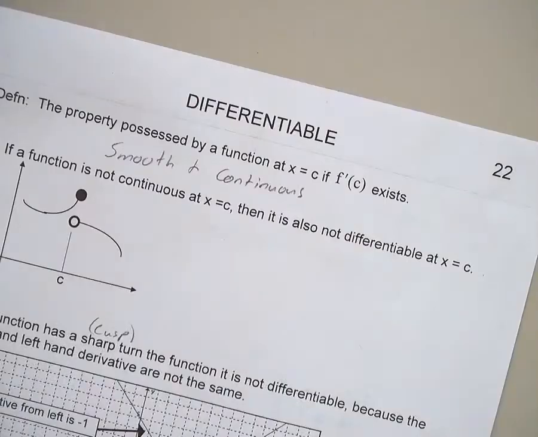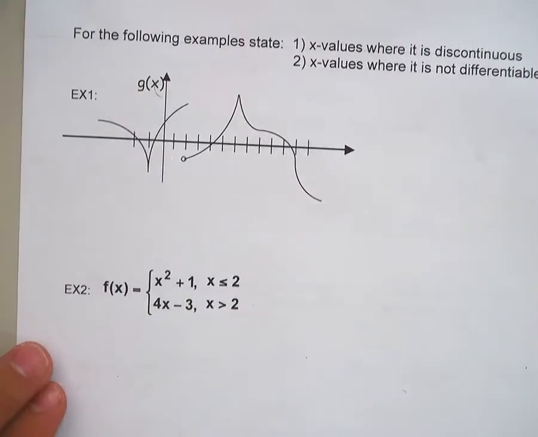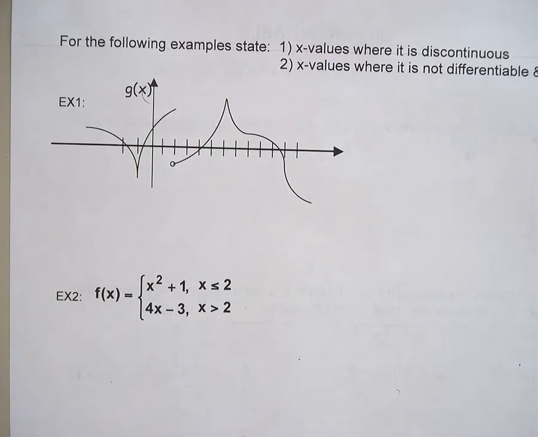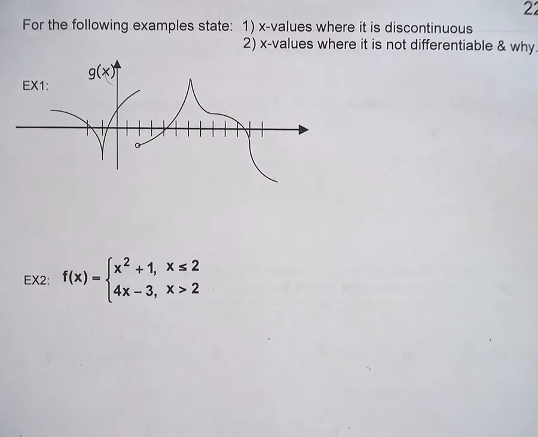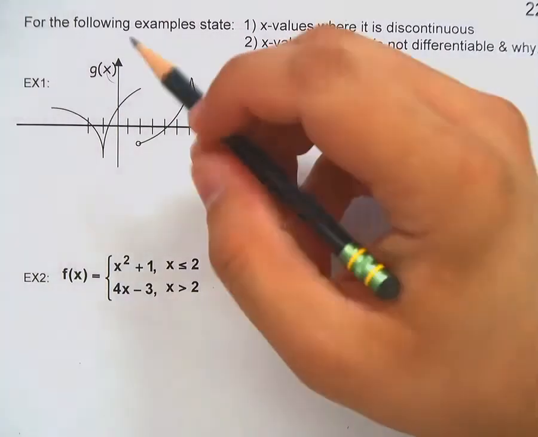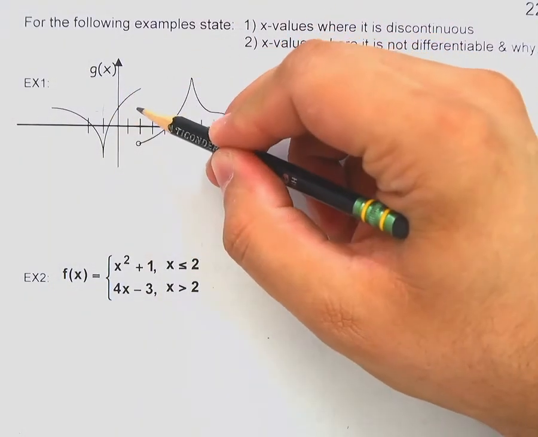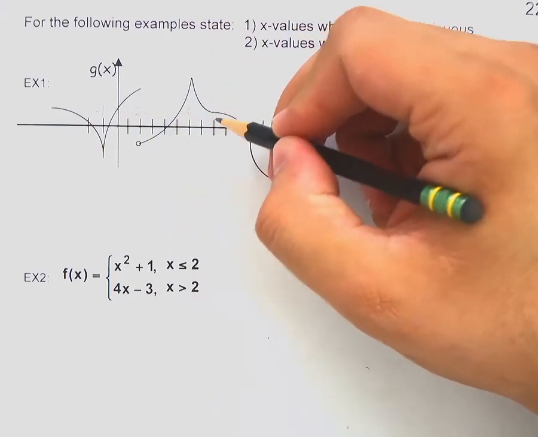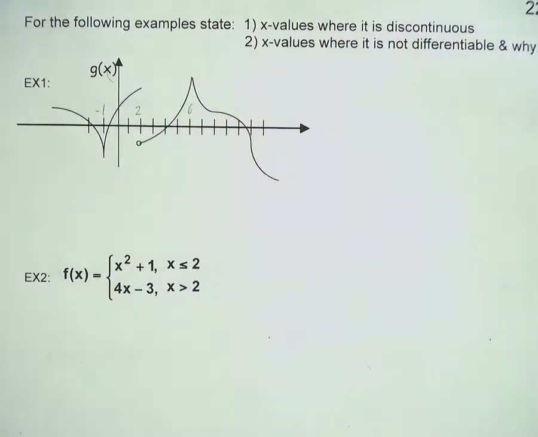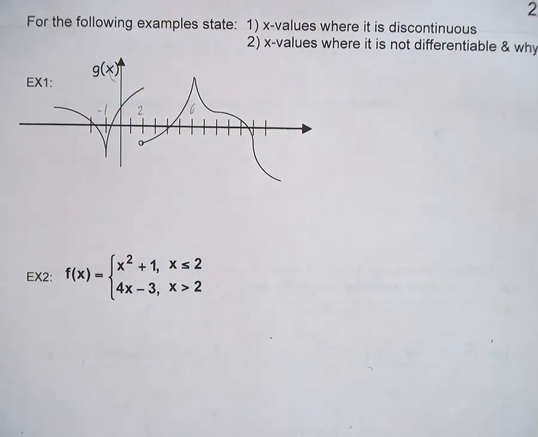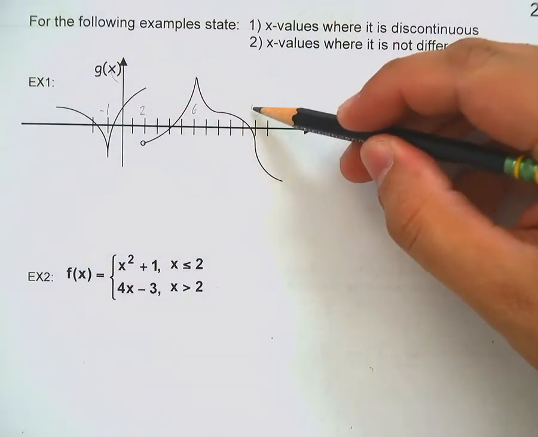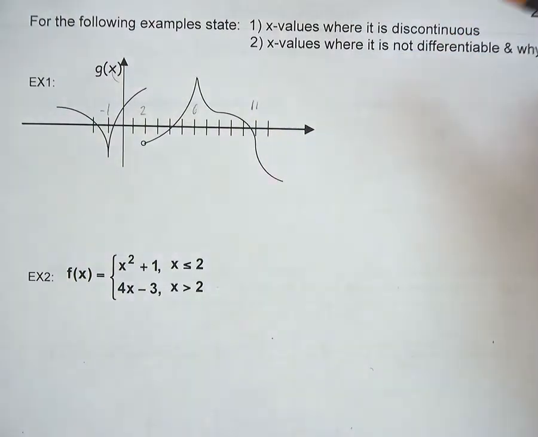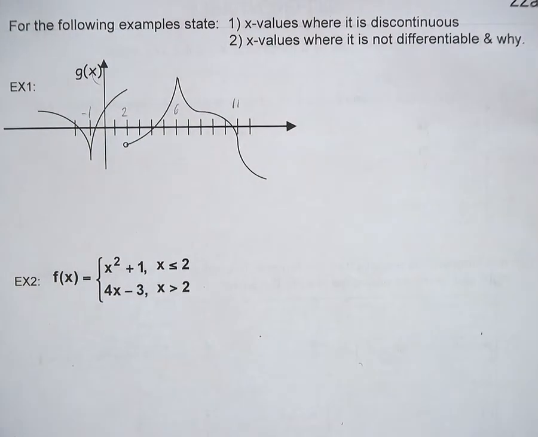Okay? So let's go over to the back here and let's actually figure out what some of these questions may look like. For example, example 1 says state where it's discontinuous and state where it is not differentiable in y. Well, let's throw some values in here. This is -1. This is 2, 3, 4, 5. This is 6, 7, 8, 9, 10, 11, 12. That's probably okay. And here at 11.